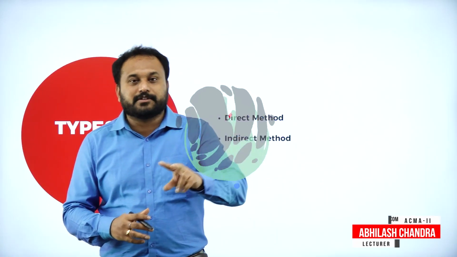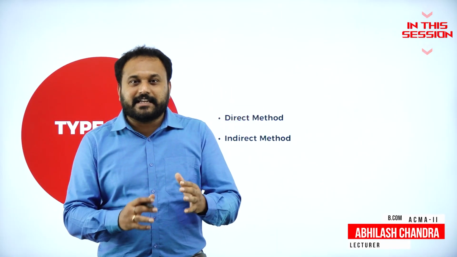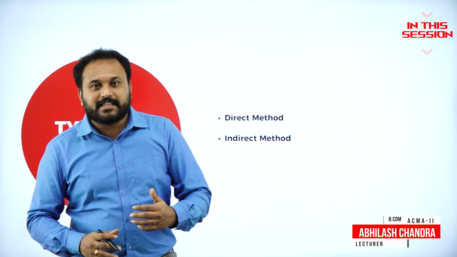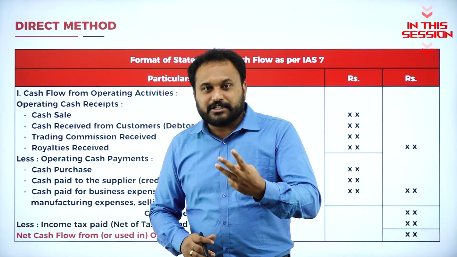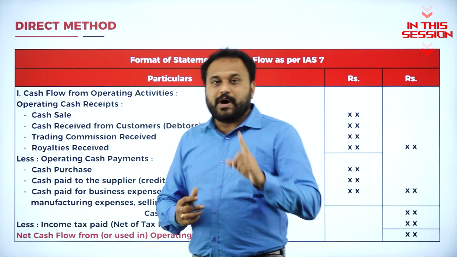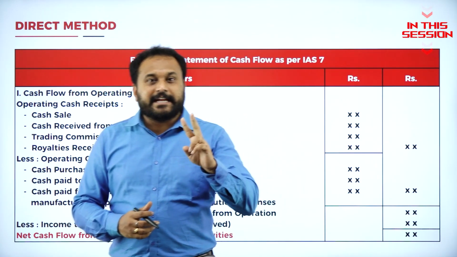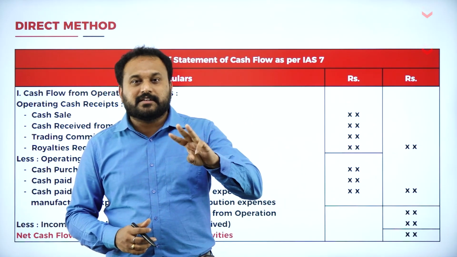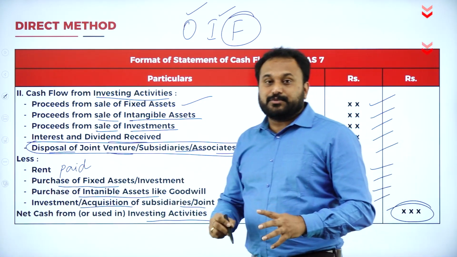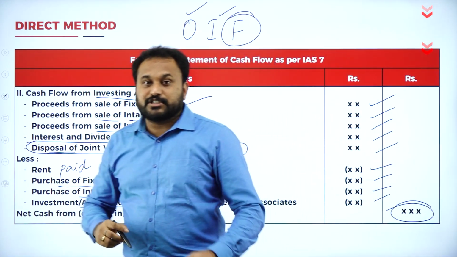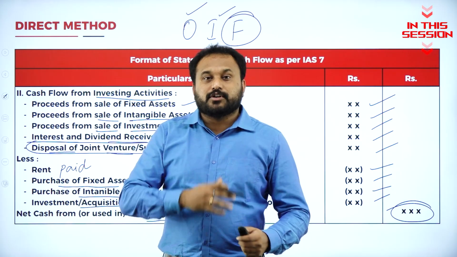There are two types of cash flow statement. One is the direct method, another is the indirect method. Three calculations which we are supposed to go with. One is the operating, second is the investing, and the third one is the financing. Now financing in the sense what? It's all about your shares, your debenture, your preferences.